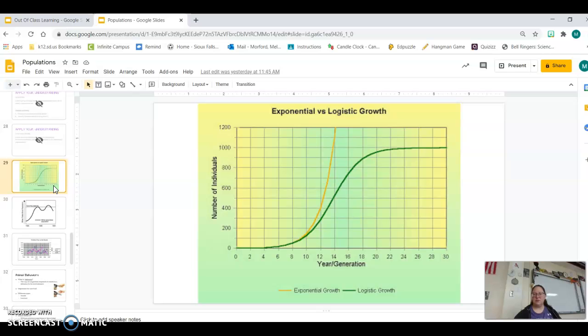So exponential versus logistic growth, that's the title of this. Now the questions that I'll ask you are: what is the x-axis? What is the y-axis? Do you see exponential growth? Do you see logistic growth? Can you define carrying capacity? Do you see carrying capacity on this graph? Those are things that you'll need to be familiar with.